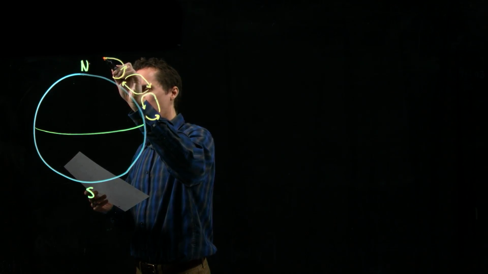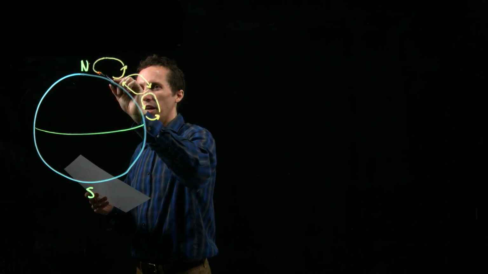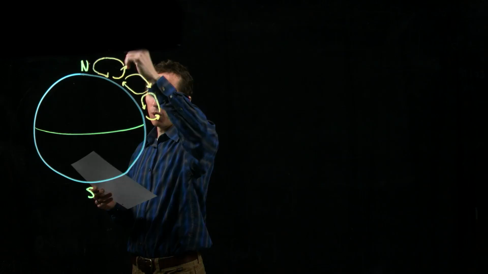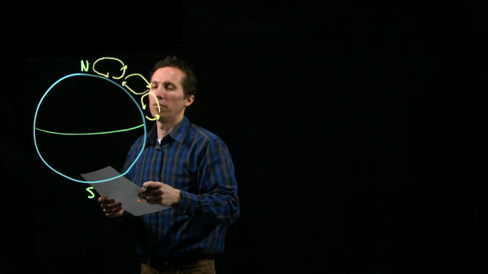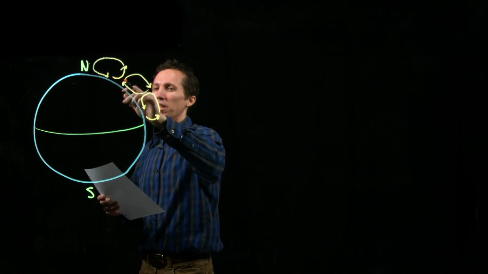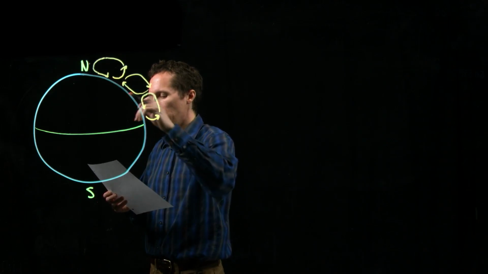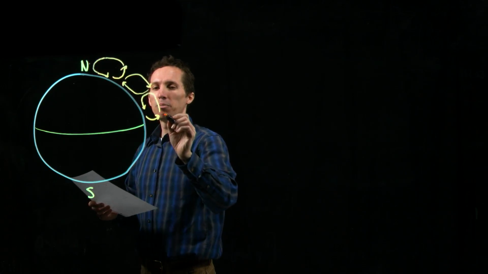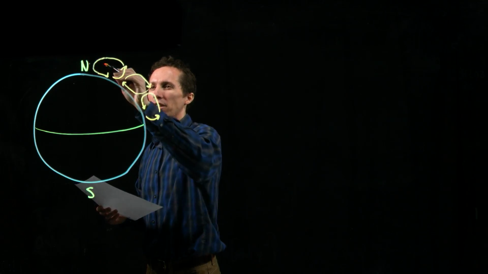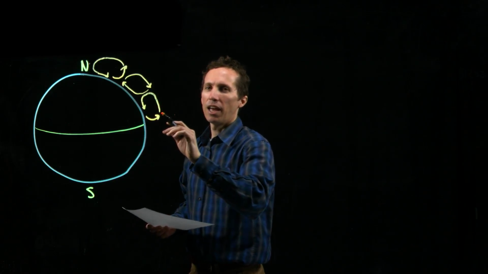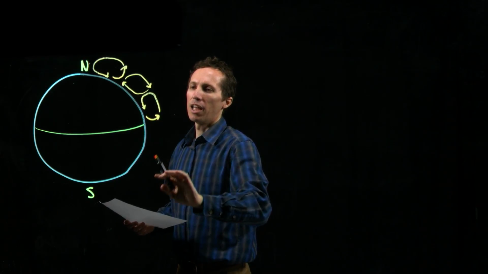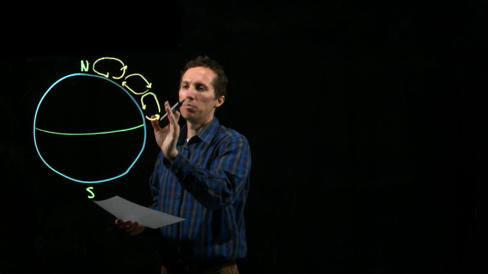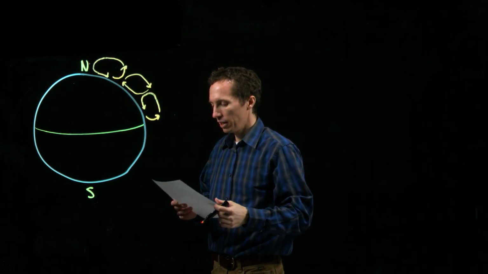moves in a clockwise direction when viewed from this side, as air moves from the pole towards the mid-latitudes along the surface and then returns at the high latitudes. And again, this is driven in part by the rising air here, the sinking air here, and the Coriolis effect that breaks down what would otherwise be a single continuous cell.